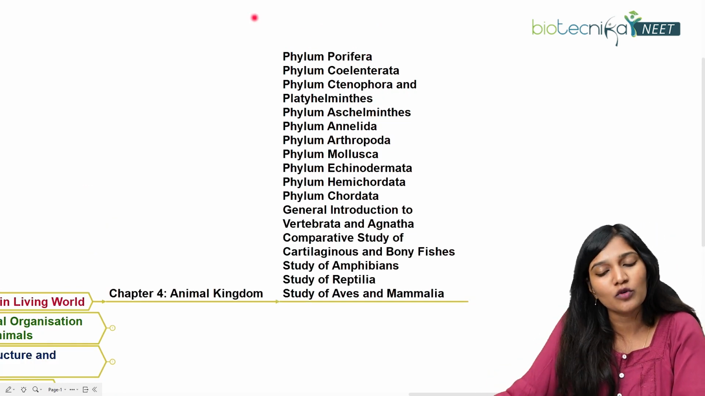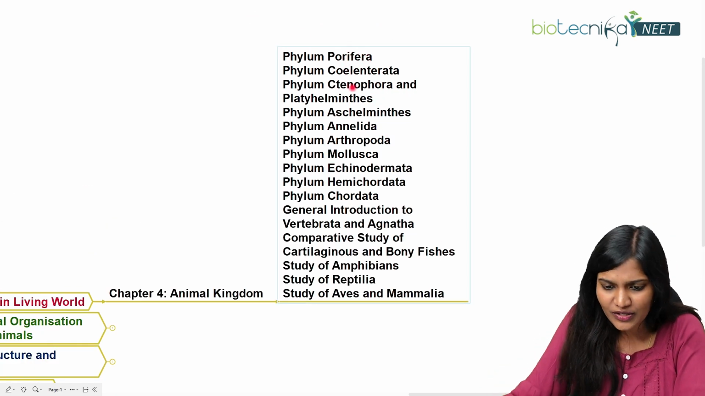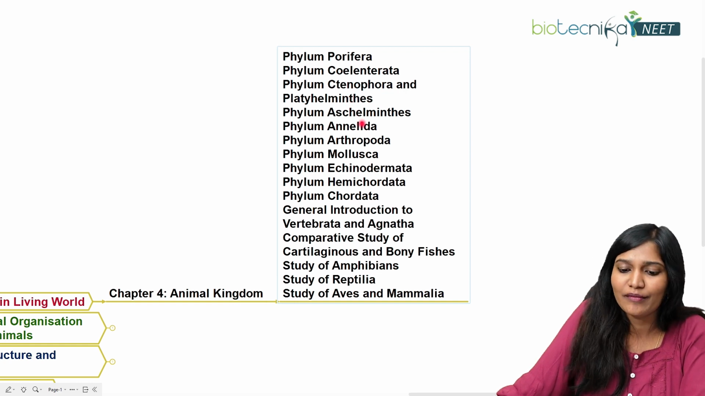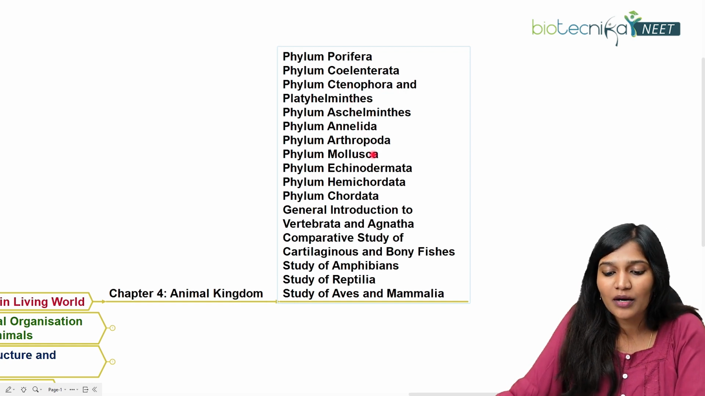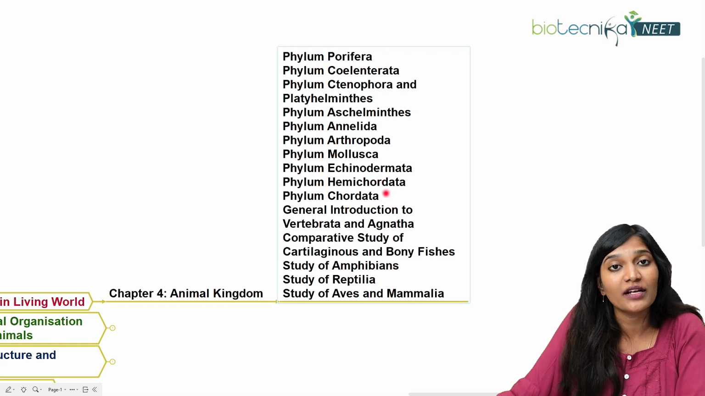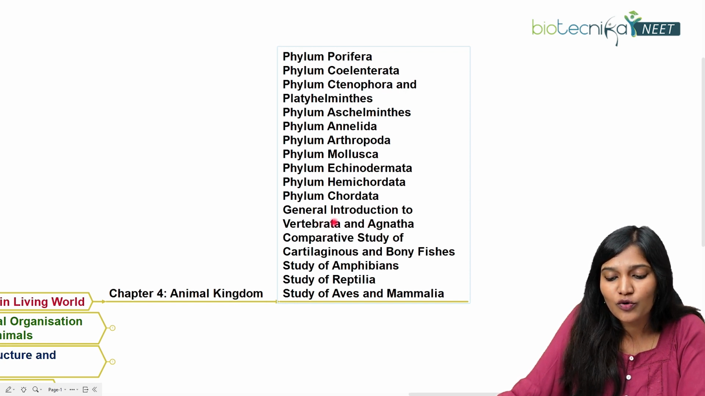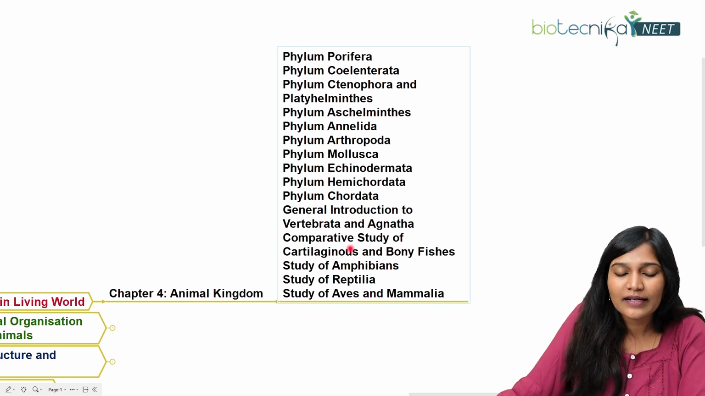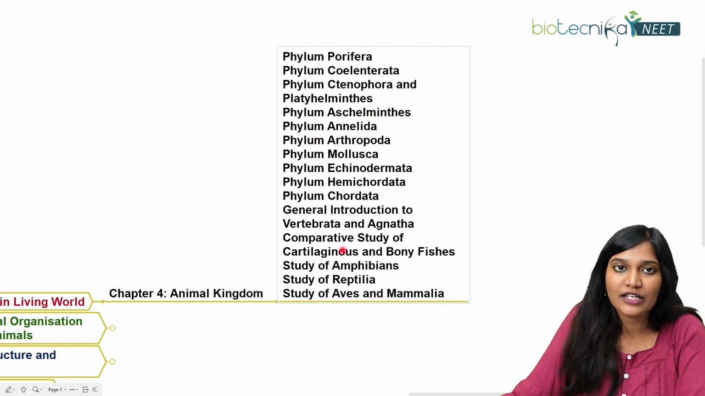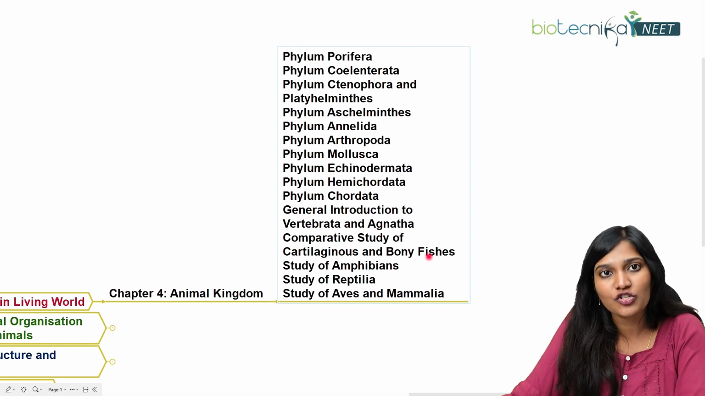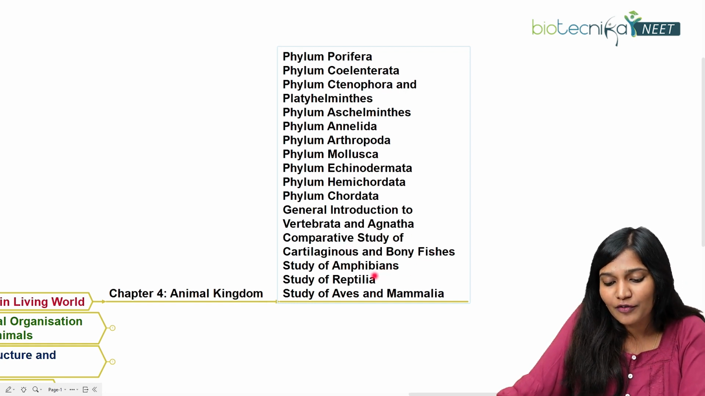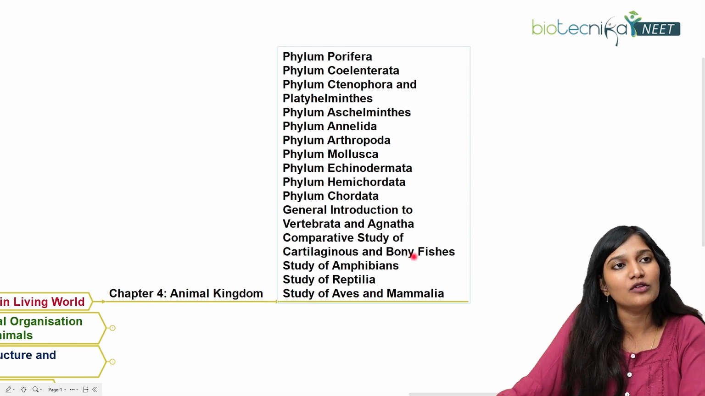phylum Porifera, the most primitive phylum, Coelenterata, Ctenophora, Platyhelminthes, Aschelminthes, Annelida, Arthropoda, Mollusca, Echinodermata, Hemichordata, Chordata. In Chordata, you'll be talking about vertebrata, gnathostomes and agnathostomes, and you have to study the types of Pisces, cartilaginous fishes and then bony fishes, and then amphibians, reptiles, aves, mammals, all these things.